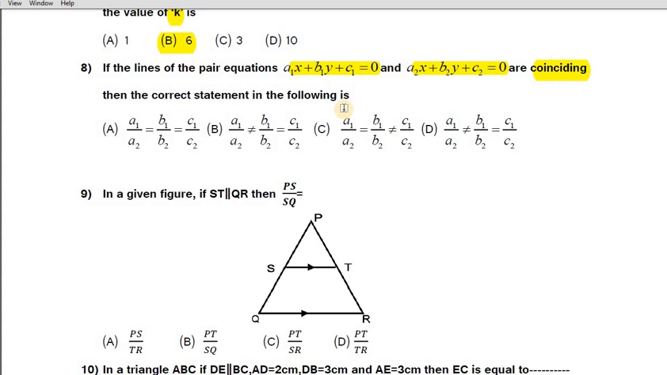In that case, all ratios will be equal. So here option A is correct. A1 by A2 equals B1 by B2 equals C1 by C2.